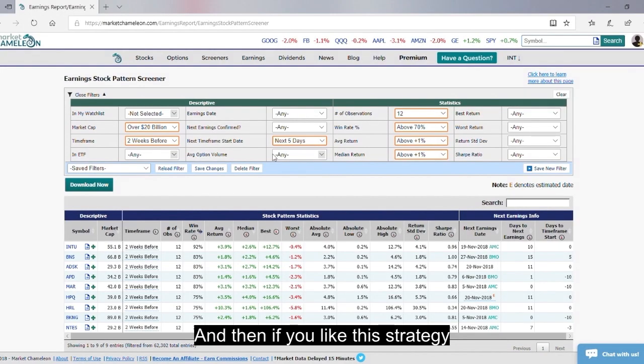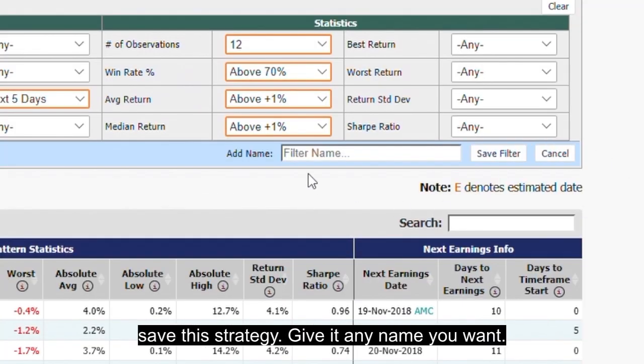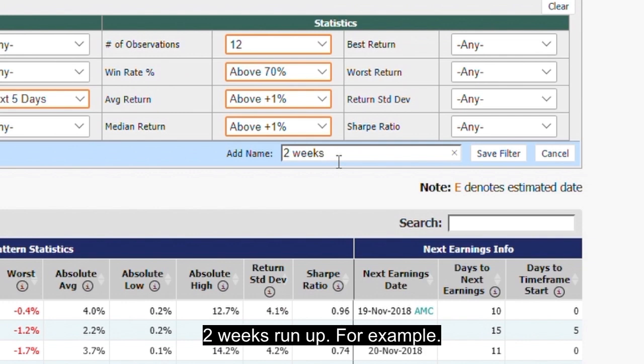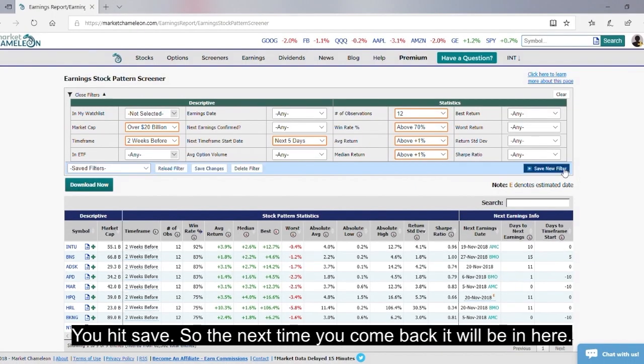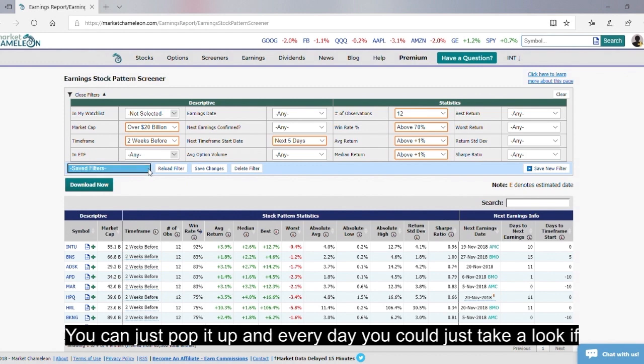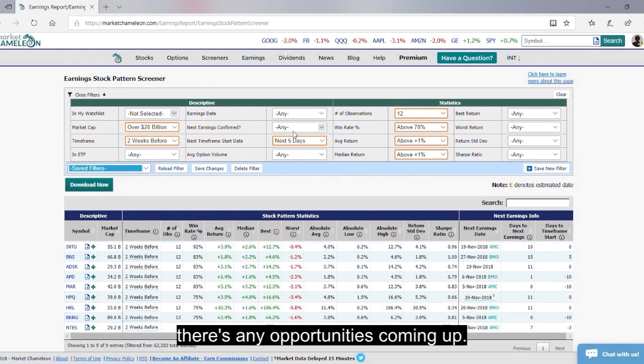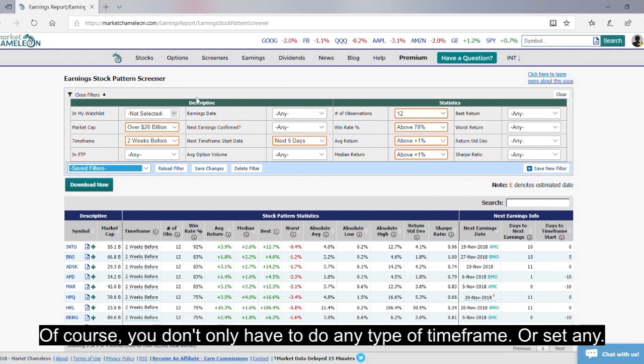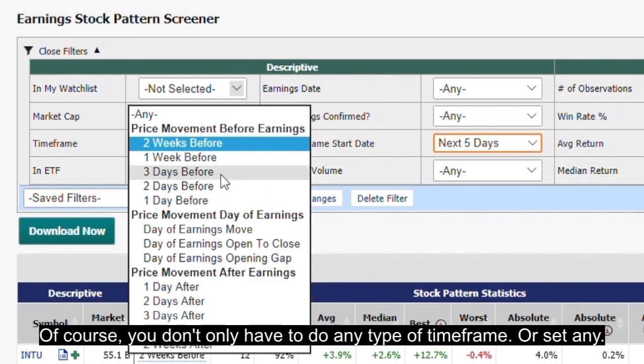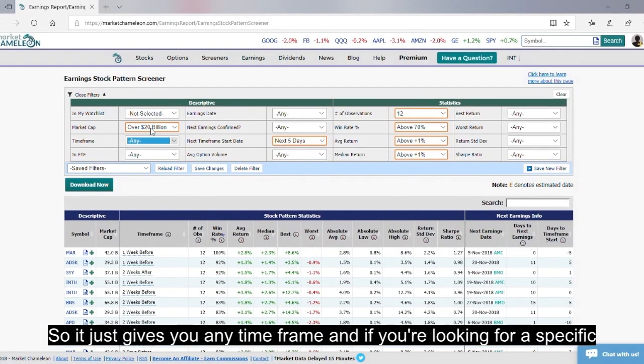And then if you like this strategy, what you could do is just come over here, save this strategy, give it any name you want. 2-week run up, for example. You hit save, so the next time you come back, it'll be in here. And you could just pop it up, and every day you could just take a look if there's any opportunities coming up. Of course, you could do any type of time frame, so it just gives you any time frame.